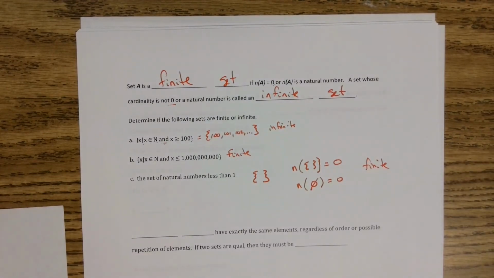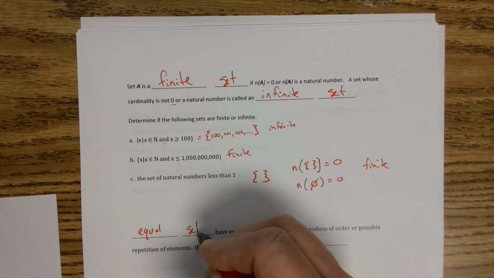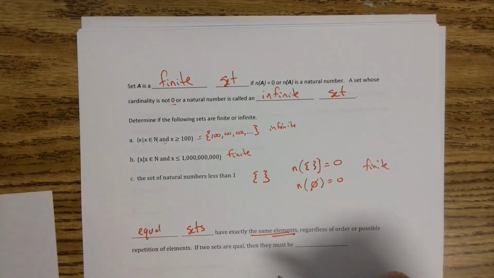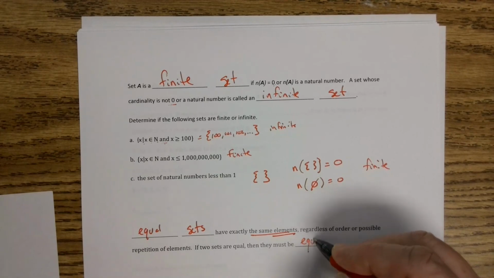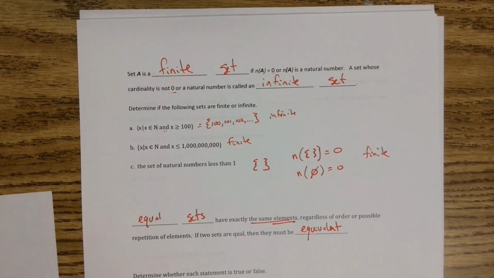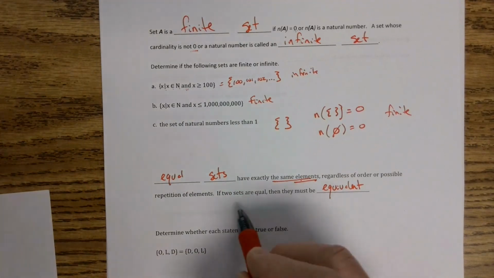Okay, and then the last definition for this very first part is equal. They have the exact same elements, the same members are in each set. If these two sets are equal, then they must be equivalent, right? If they are equal, then they must be equivalent. They have the exact same elements. Alright, so is this true or false? And the symbol for equal sets is just the equal sign.